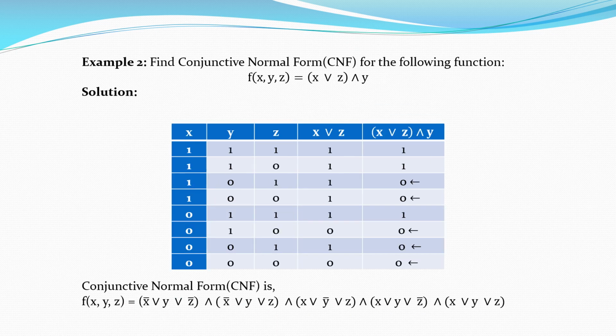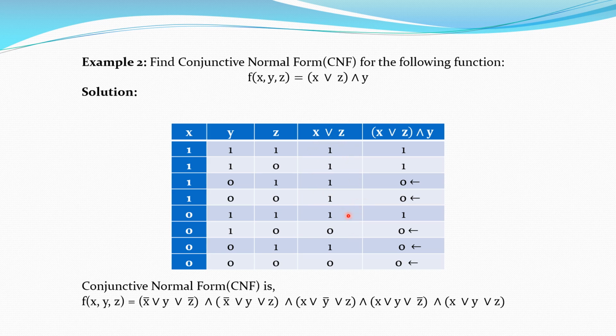Now, next example, find conjunctive normal form CNF for the following function. Now, the given function contains three variables x, y and z. So, there will be 8 rows in the table. Now, prepare the table by taking columns according to the right side. So, first three columns for three variables x, y, z. Then x join z and last x join z meet y.